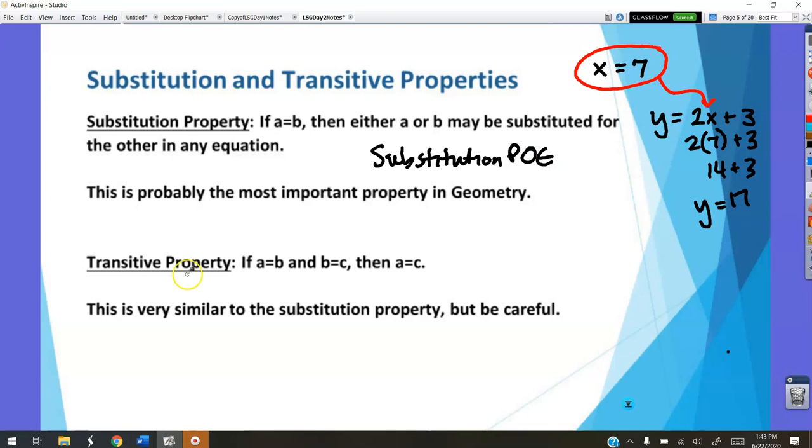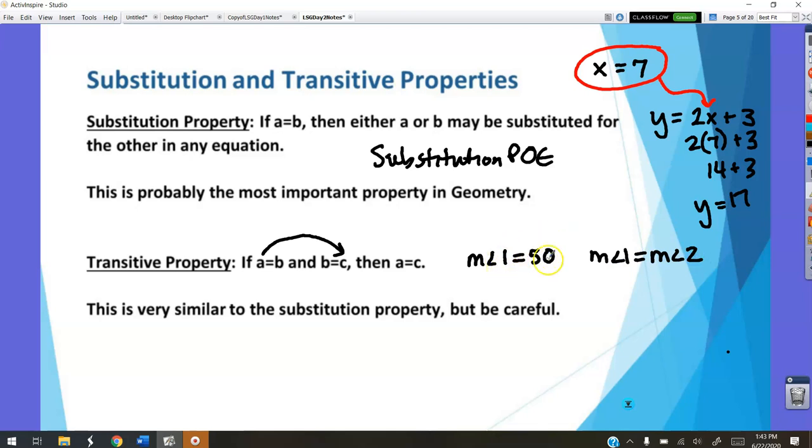Okay, transitive property is kind of similar, but not quite. Transitive property is kind of like a chain. So you're going to say, if I know A gives me B, and B gives me C, then I can go all the way from A to C. It's kind of like a big chain. So I could show it to you kind of like this. I could say, if the measure of angle 1 is 50, and the measure of angle 1 is the same as the measure of angle 2, then check it out.